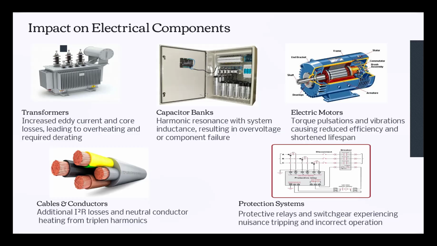Now, one of the sensitive ones is the protection system, like relays and switchgears, which can experience incorrect operation and tripping because of the harmonics. That distorted current and voltage can confuse the protection system, so it makes them have false trips or fail to detect a real fault. So overall, harmonic distortion stresses the equipment in the electrical system. It reduces efficiency and also increases maintenance costs and the risk of unexpected failure.